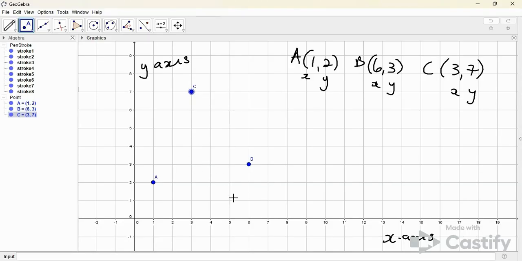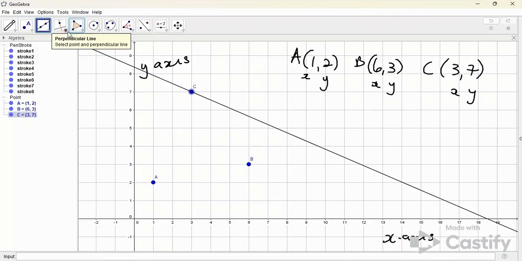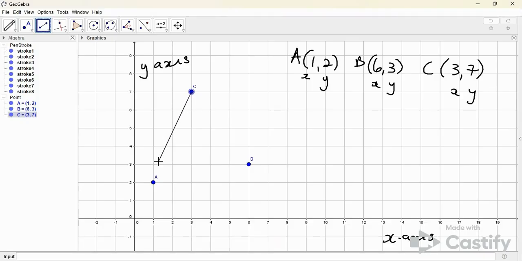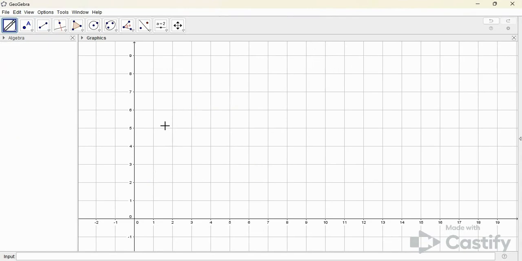Now I have all 3 points on my diagram, and I'm going to use my ruler and my pencil to connect all 3 points to form a shape. So again, you're going to set up your graph.